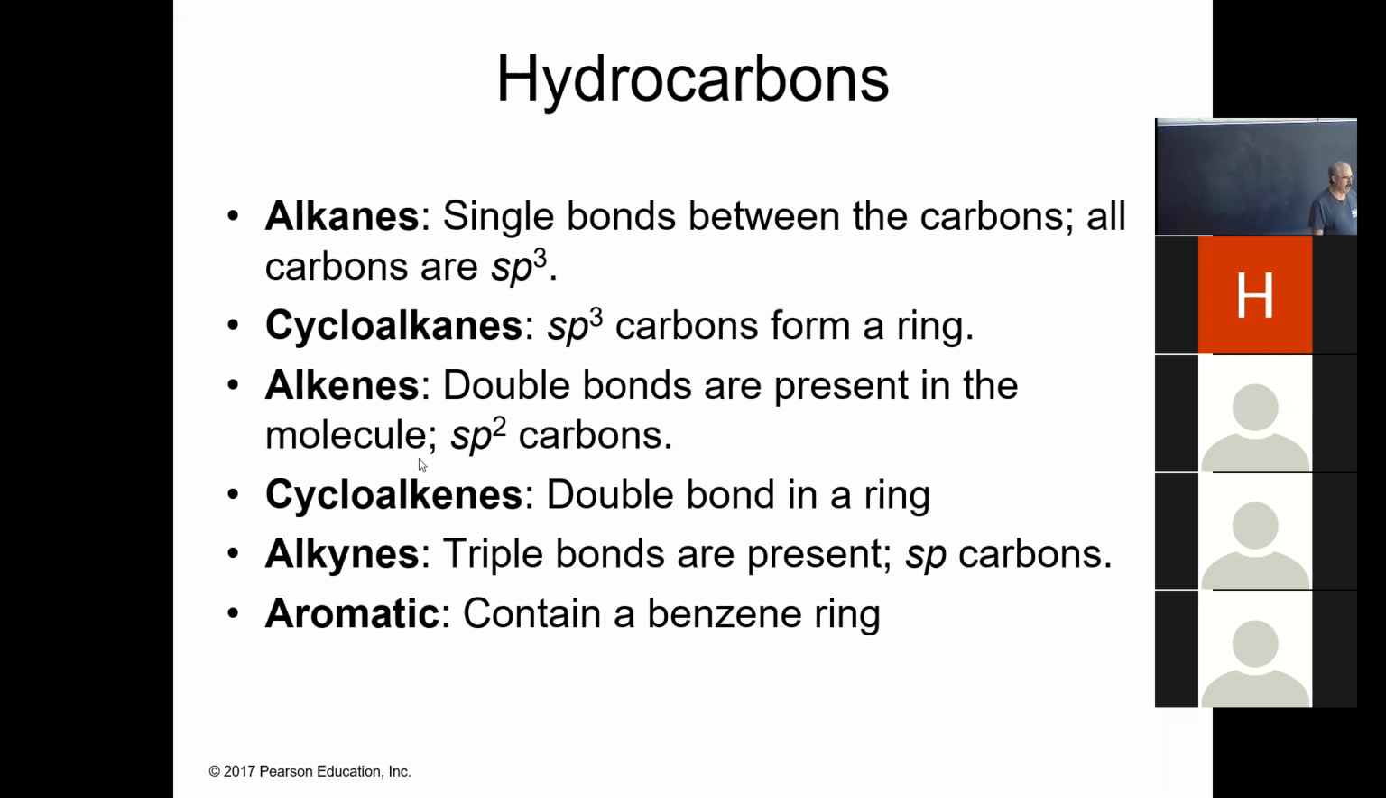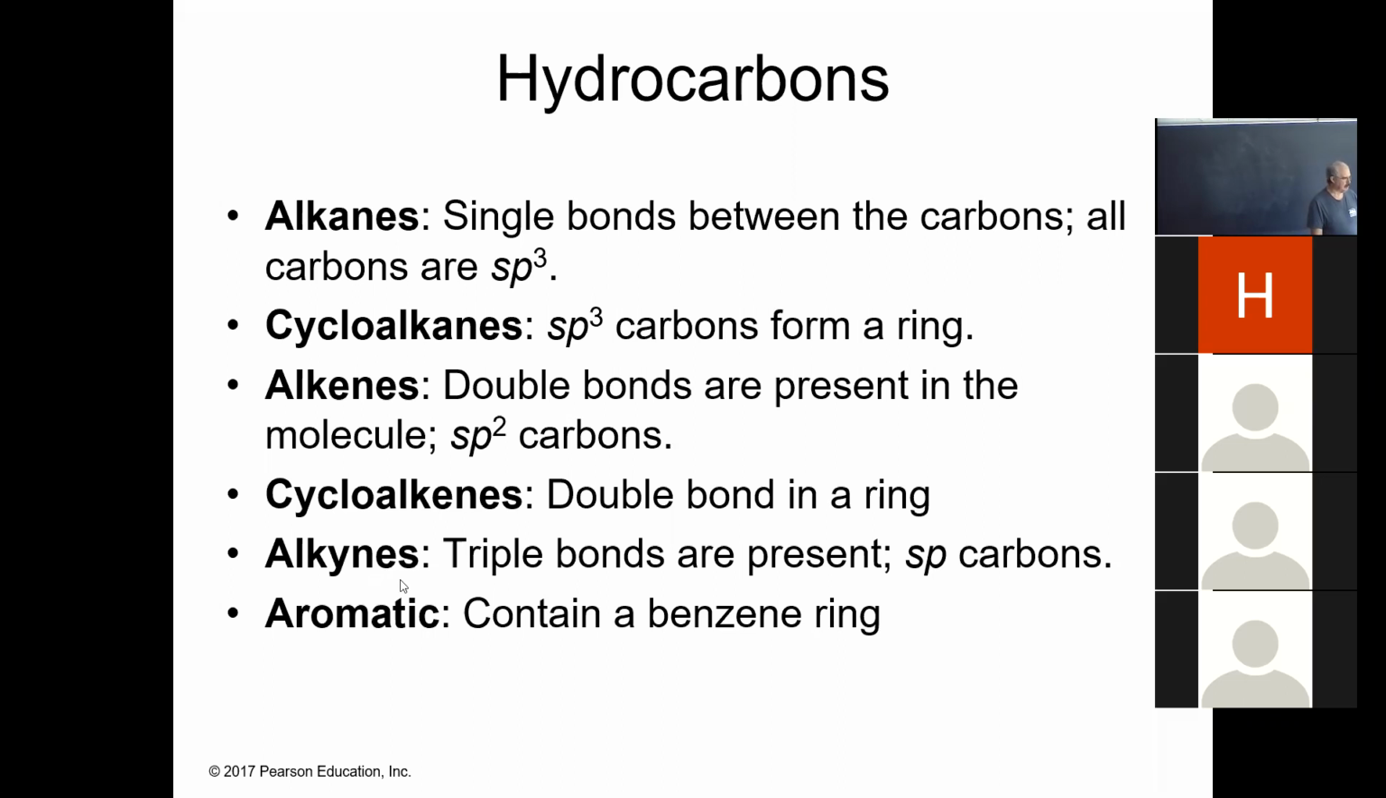Alkenes are those hydrocarbons that have one or more double bonds, carbon-to-carbon double bonds. And at the double bonds, these are connected by sp2 or trigonal planar carbons. We can have cycloalkenes. We can have a C=C double bond as part of a ring.